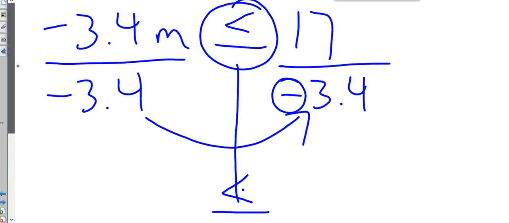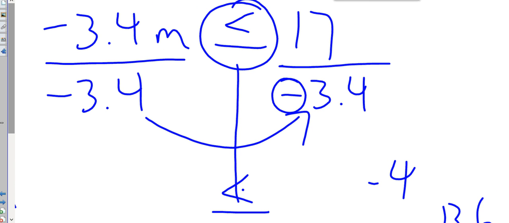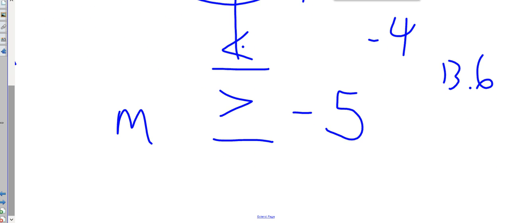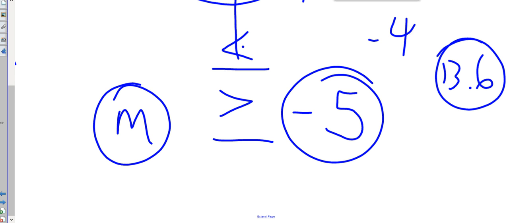Because we can take a number. Let's take negative 4. Negative 4 times negative 3.4 is going to give me an answer of 13.6, which is, once again, less than 17. So there's a lot going on there to think about, but this answer has to be less than, even though our m has to be greater than this.